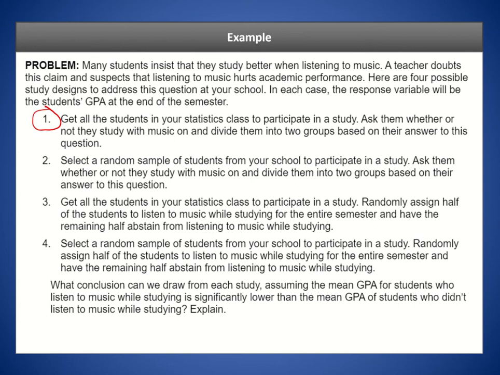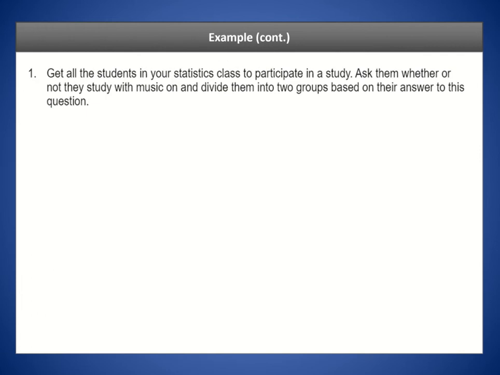So what conclusion can we draw from each study? So we want to determine the conclusion that we can draw, assuming that the mean GPA for students who listen to music while studying is significantly lower. So it says assuming that the mean GPA for students who listen to music is lower than the mean GPA of students who didn't, right? So we want to assume that in order to draw our conclusion. Okay, so let's take a look at that first scenario.